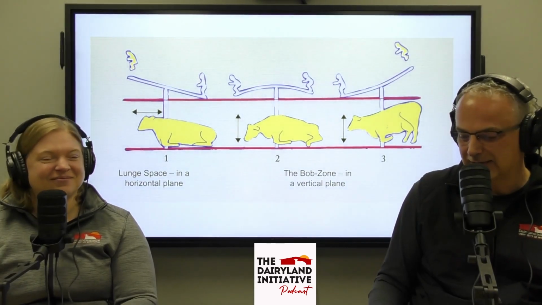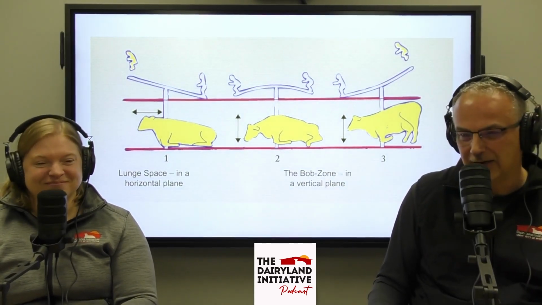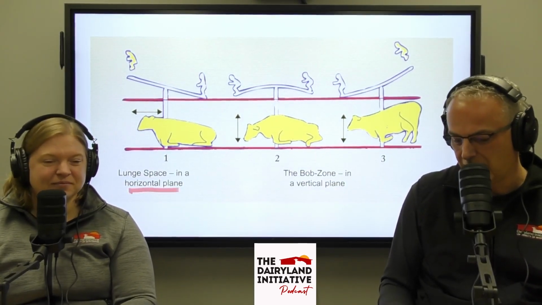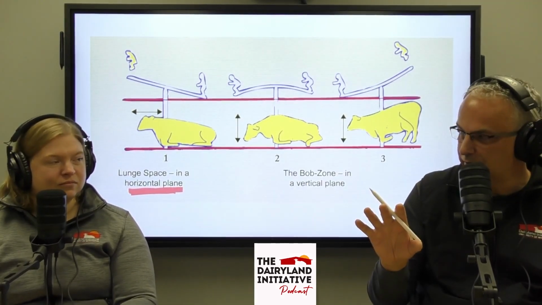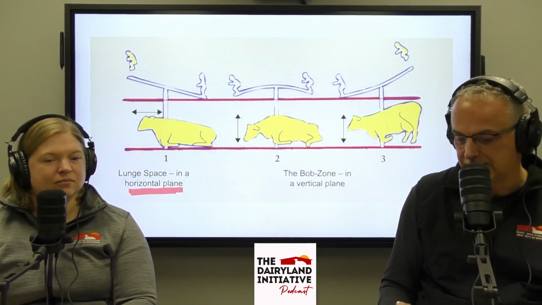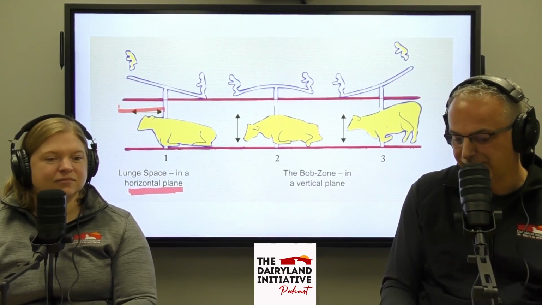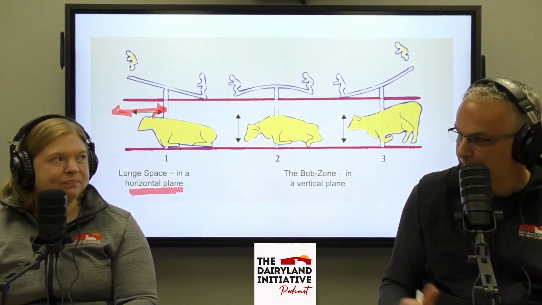So let's get back to this lunge and bob thing. What do we mean by lunge and bob? Well, lunge is the horizontal plane. It's that movement of the head forward as the cow starts to rise. So the space in front. Okay? Yep. Got it? I got it.